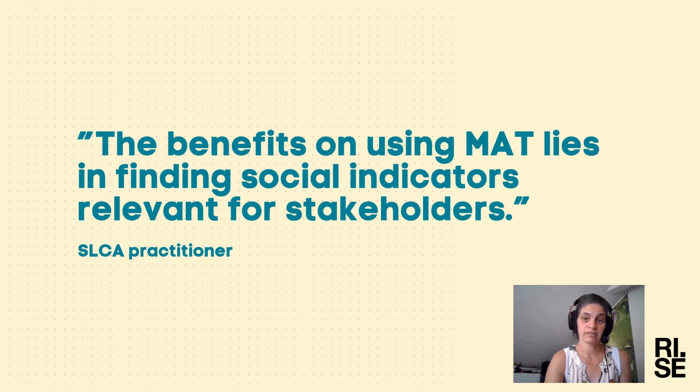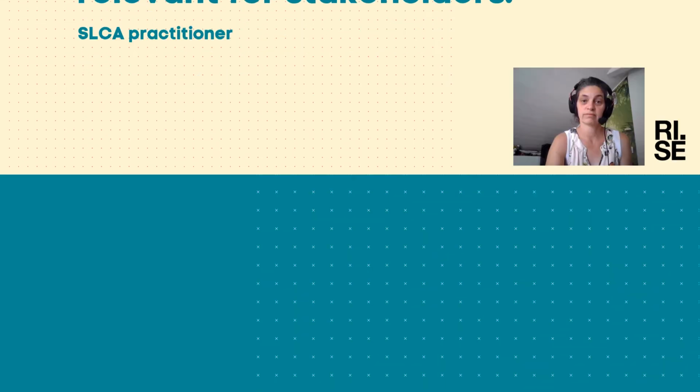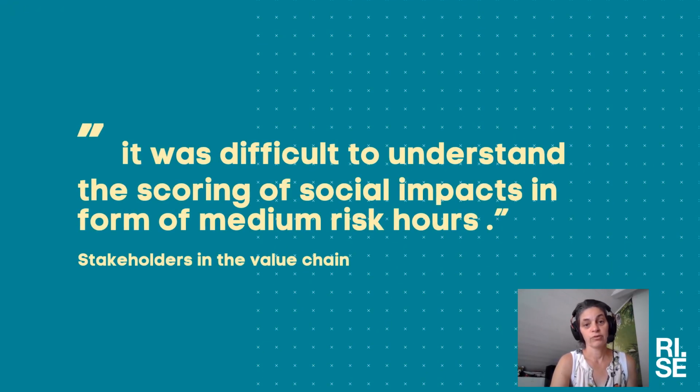So here again, the benefits that lies in finding social indicators relevant for the stakeholders. But also some drawbacks are mentioned in the project. The difficulties of using medium risk hours equivalents has been discussed by stakeholders in the 3 research projects. Recently, the use of scoring in social LCA also has been discussed scientifically. So the feedback from the stakeholders in the 3 research projects was it was difficult to understand the scoring of social impacts in form of medium risk hours and subsequently to use the assessment for value chain creation.